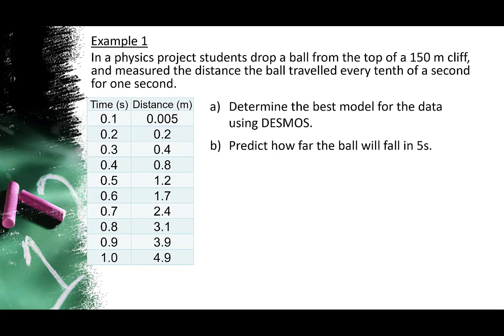Example 1. In a physics project, students drop a ball from the top of a 150-meter cliff and measure the distance the ball traveled every tenth of a second for 1 second. Part A. Determine the best model for the data using Desmos. And Part B. Predict how far the ball will fall in 5 seconds. At this point, pause the video, copy this table of values into Desmos, and create your scatter plot.